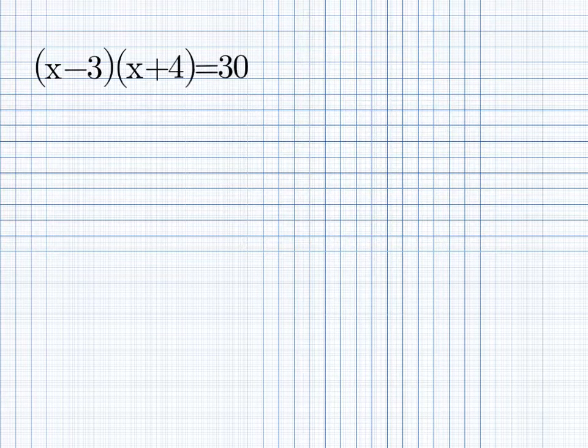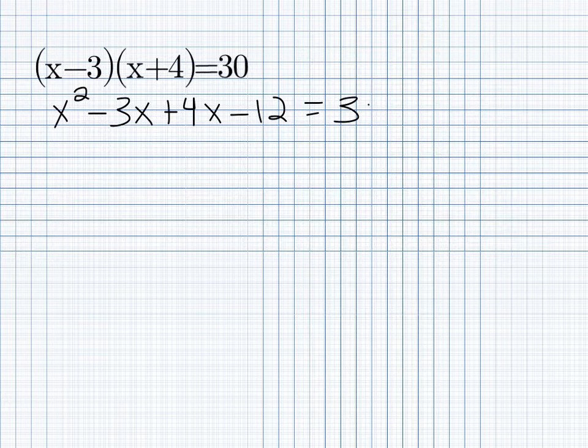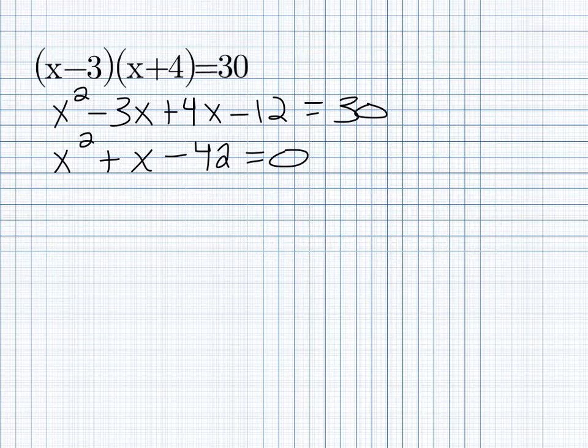So x subtract 3 times x plus 4 will give us x squared for x times x, subtract 3x plus 4x minus 12, and then on the opposite side we still have our 30. So combining like terms, we get the quadratic x squared plus x when we take the minus 3x and the plus 4x and combine those, and then moving the 30 over to the left side gives us a minus 42 for our constant, equals 0. So now we have our quadratic in standard form and we can factor it.